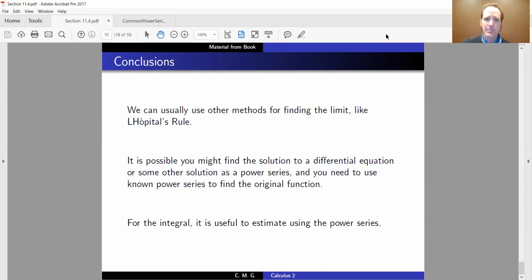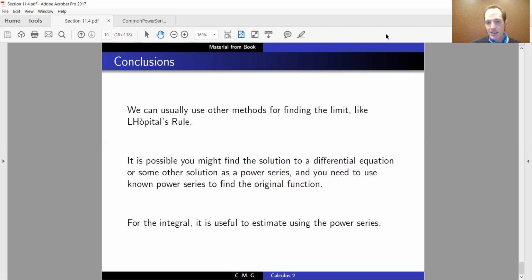It's also possible you might find, say, a solution to a differential equation or some other solution as a power series, and then I need to use those known power series to find the original function. So that's one of the situations you're going to get into here. You're going to say, oh, I found this nice power series. What is that as a function? Can I find what function that thing is an expression of? Then I can figure out what the function should be for the solution to some differential equation or some other problem, right?